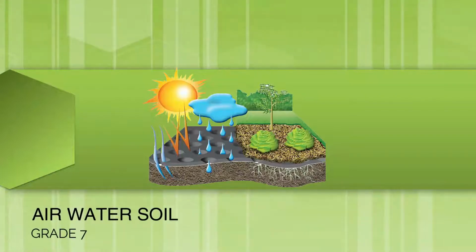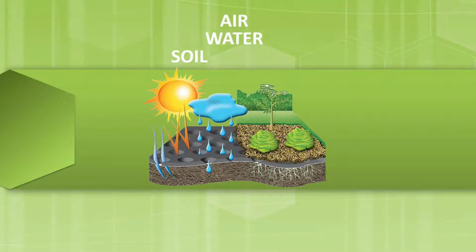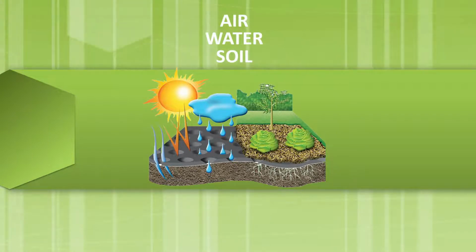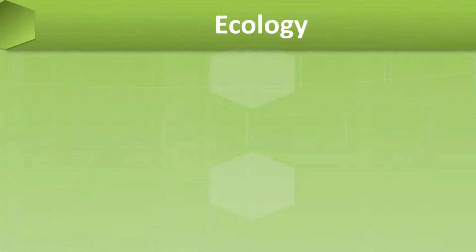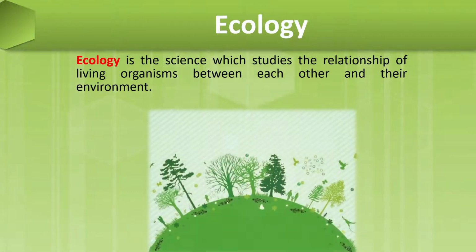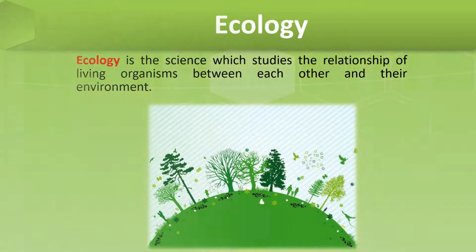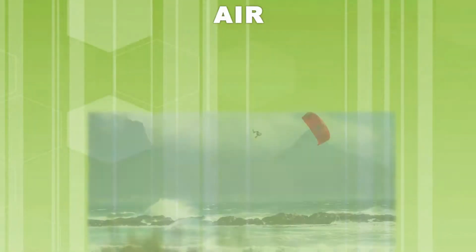Hello friends, in this new chapter we're going to study air, water and soil. You may remember them from the previous chapter as biological factors in an ecosystem. Ecology, as I recall, is the science which studies the relationship of living organisms between each other and with their environment. So air, water and soil are also a part of ecology, and we start with air.